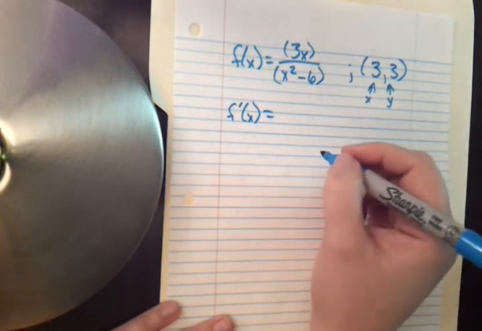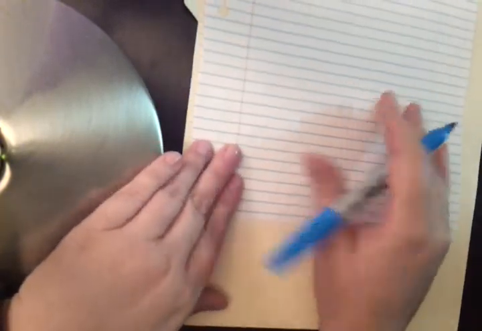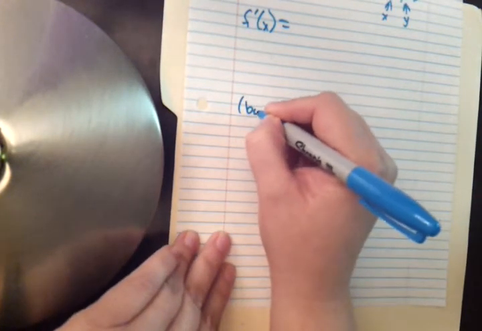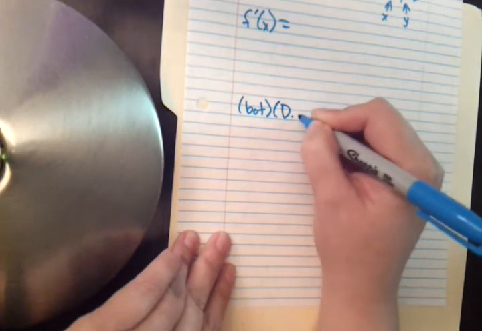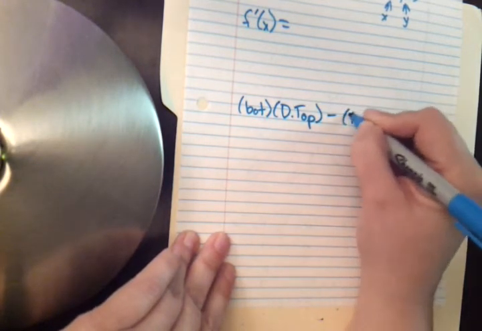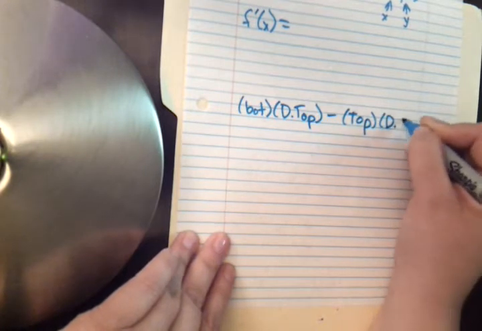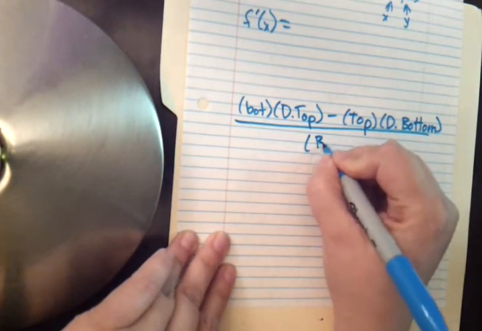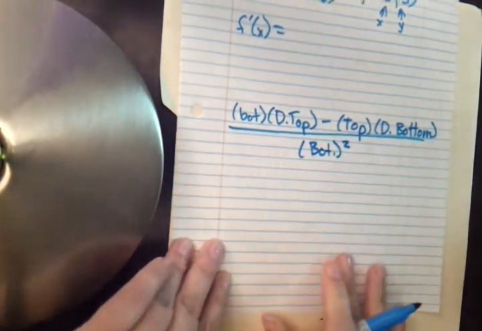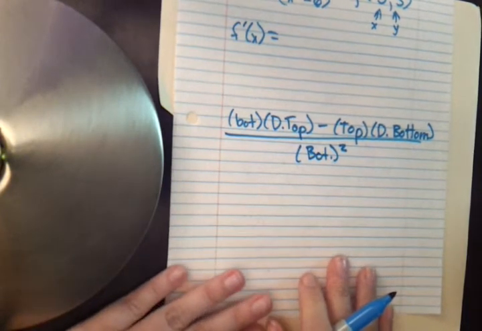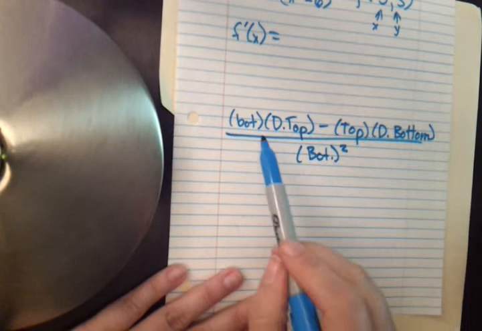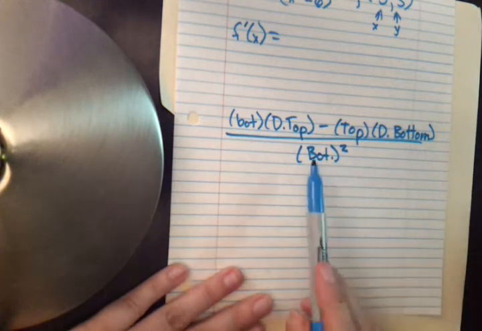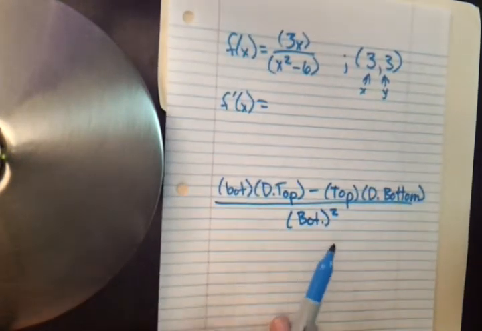Just a reminder on the quotient rule. I'm going to write it down here so that you remember. We need the bottom times the derivative of the top minus the top times the derivative of the bottom, all over the bottom squared. Okay, that's the formula for the quotient rule. And you can remember that this way, or I've taught it in the last video, the video for question 12. You can think of it as low d high minus high d low over low low, and that's going to help you remember that a little bit better.